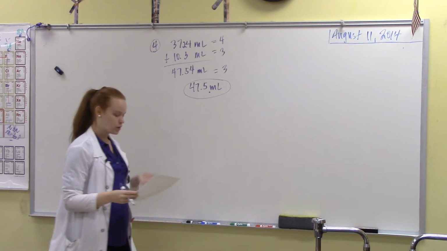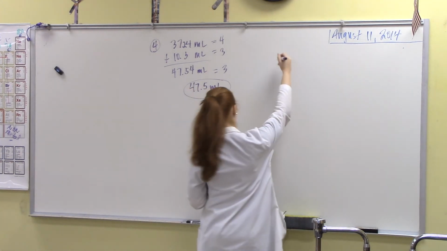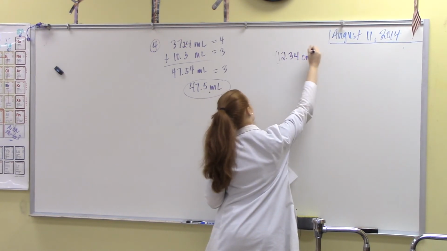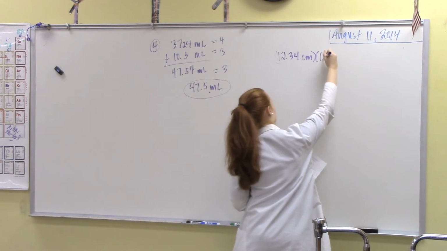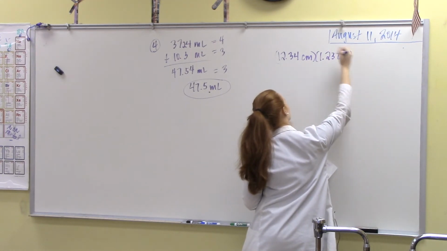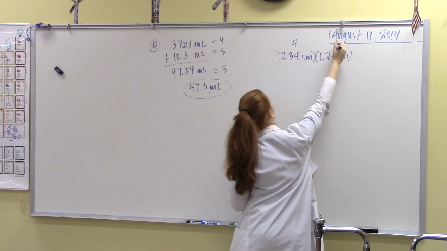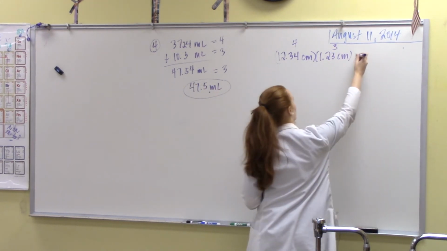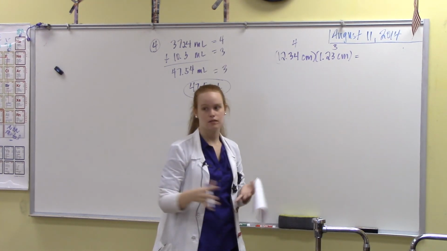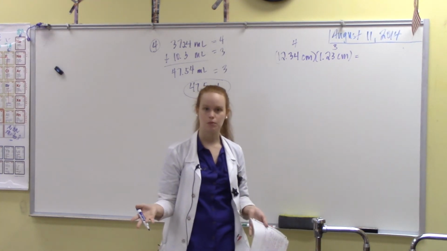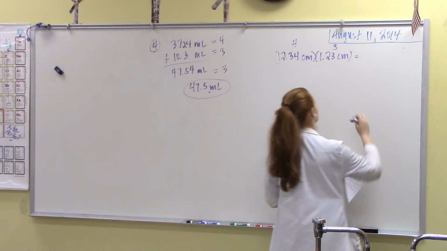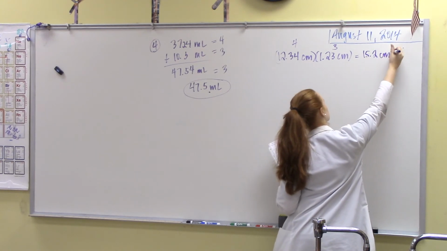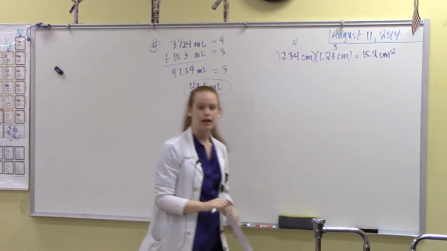Okay, same thing when you multiply something. So let's say we're multiplying 12.34 centimeters by 1.23 centimeters. Here I have 4 Sig Figs, and here I have 3. When I multiply them together, I get a number that's much bigger, with I think 4 spots after the decimal point. But I can only have 1 because I only have 3 here. So I'm going to do 15.2 centimeters squared. That would be my answer.